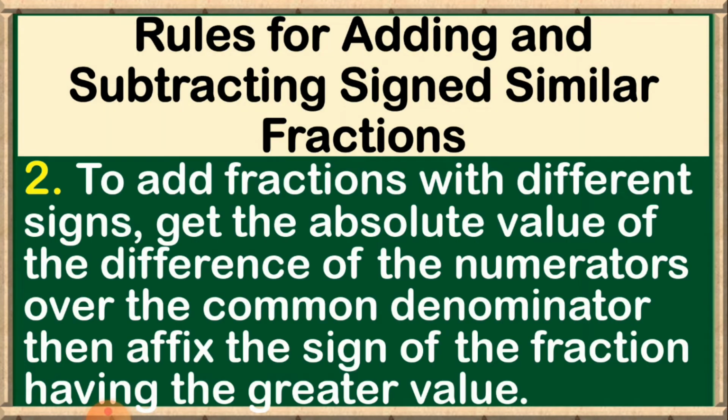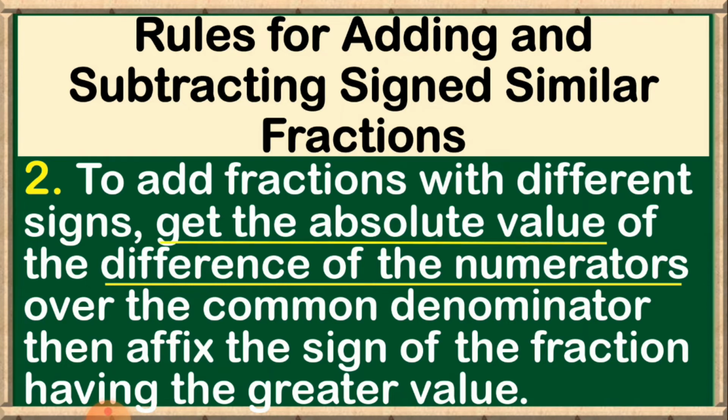To add fractions with different signs, get the absolute value of the difference of the numerators over the common denominator, then affix the sign of the fraction having the greater value. What does it mean by this? We are going to subtract the numerators and then get the absolute value of our answer, and then we will carry the sign of the fraction having the greater value.